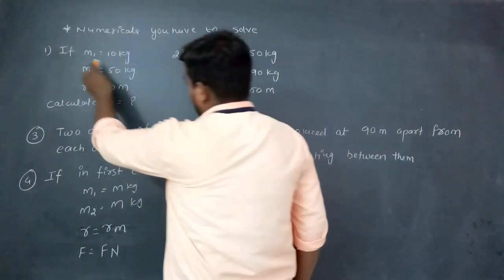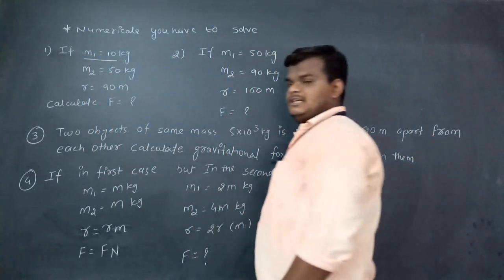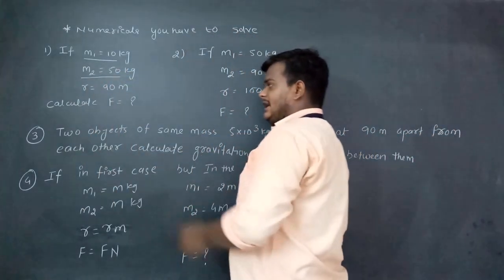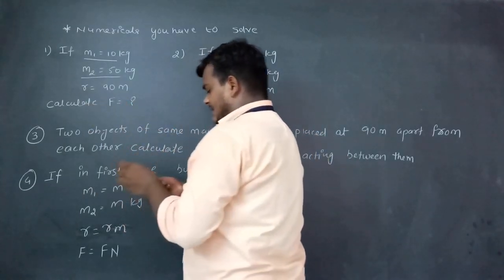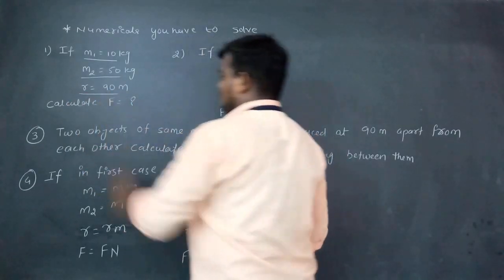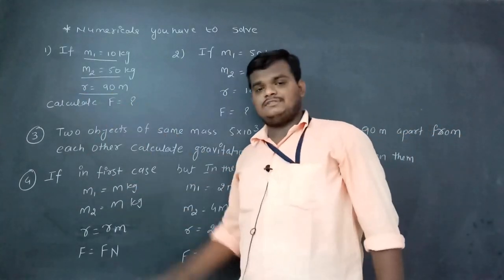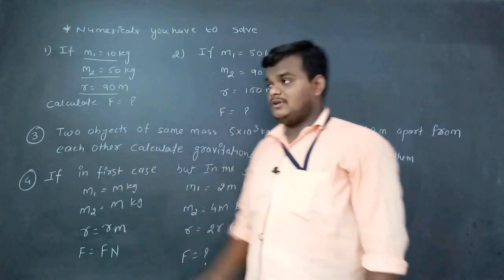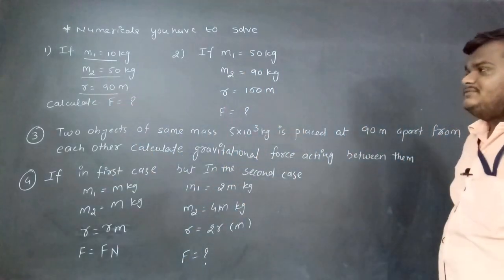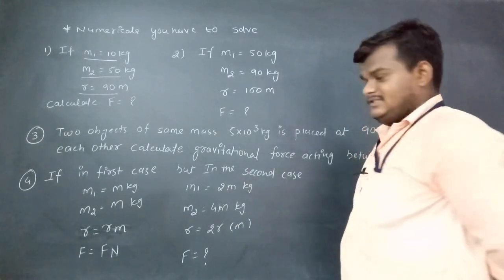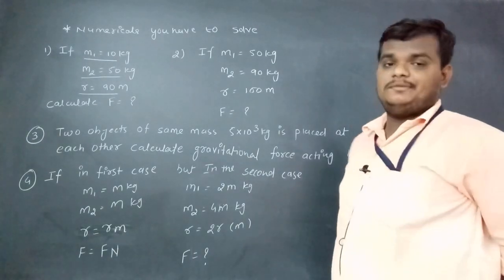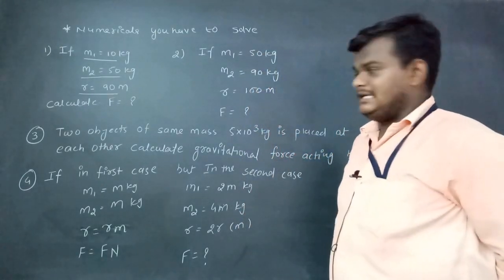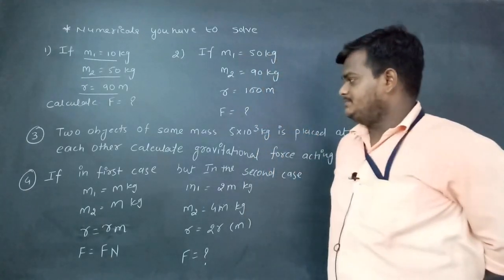Suppose in the first case, mass of first ball or first object is given and it is 10 kg, mass of second ball is 50 kg, and distance between the two objects is 90 meter. So you have to calculate the gravitational force acting between them. जैसे अभी वो पहले वाले एग्जाम्पल में किया, सेम आपको यहाँ पे सॉल्व करना है. Second one, if m1 is 50 kg and m2 is 90 kg and distance between the two objects is 100 meter, then you have to calculate the value of gravitational force. So same as the first one that I solved.